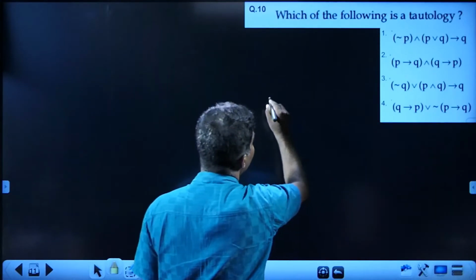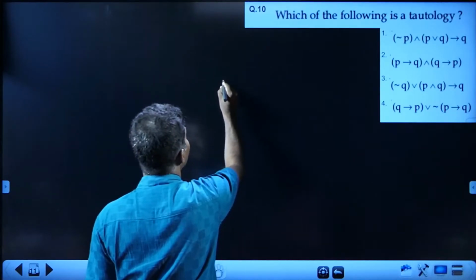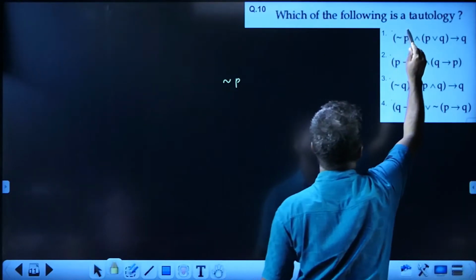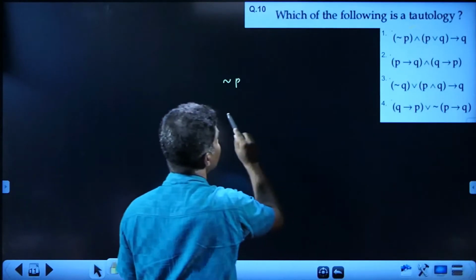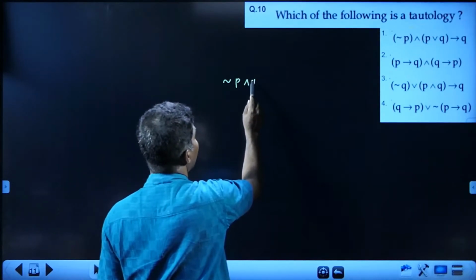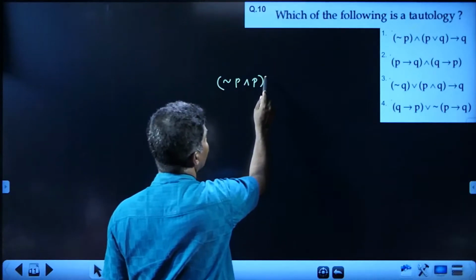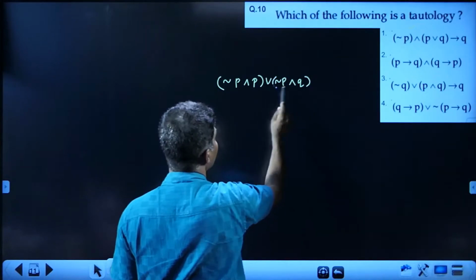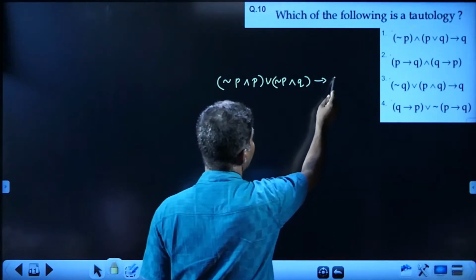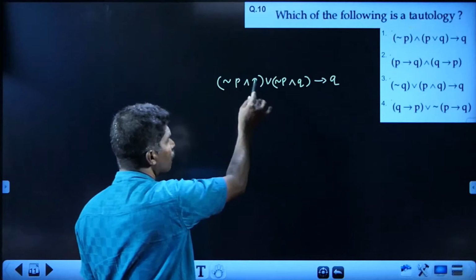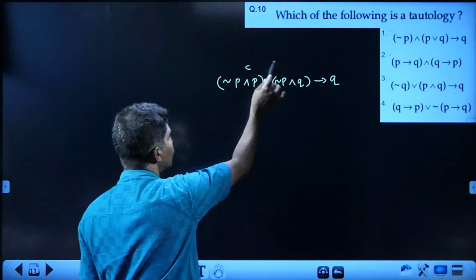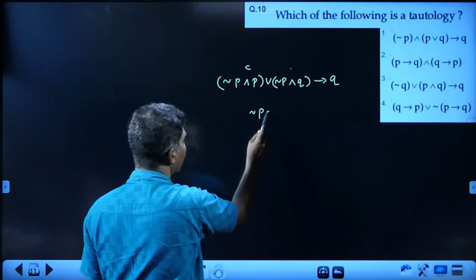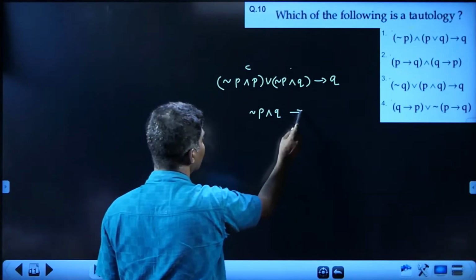So if you check the first one, you will be getting it as negation of P. You will apply the distributive law here. Negation of P and P, or negation of P and Q, that implies Q. And negation of P and P is equal to C, and C or something is equal to that something. So you will be getting negation of P and Q, that implies Q.